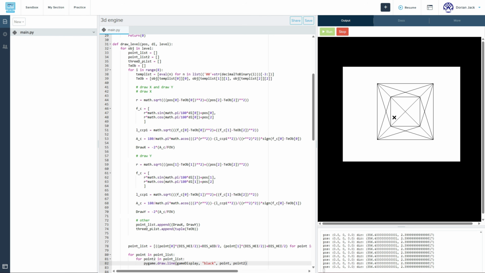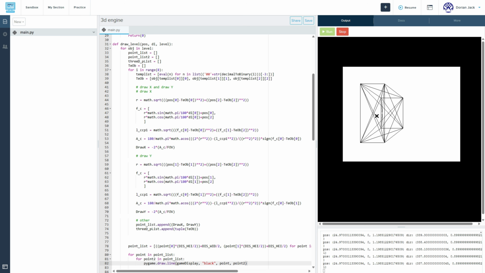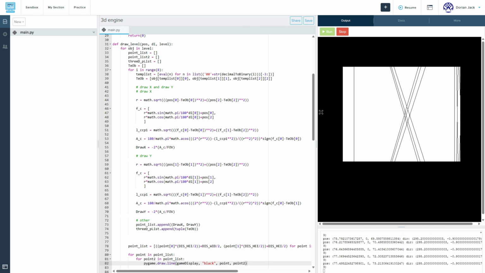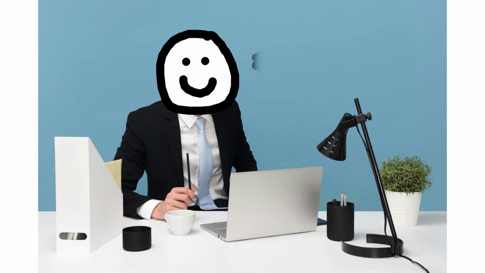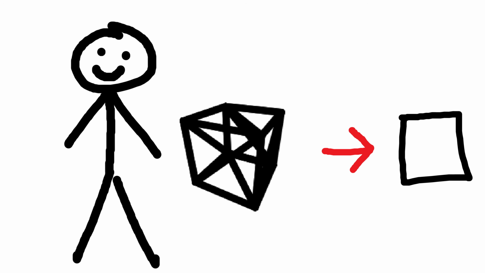A couple of years ago, I made a 3D renderer in Python, which is now completely broken, and there is absolutely zero chance I'm going to read through this code to figure out why. But I'm basically a professional. So how are we going to actually make a renderer that goes from a 3-dimensional world to a 2-dimensional screen?